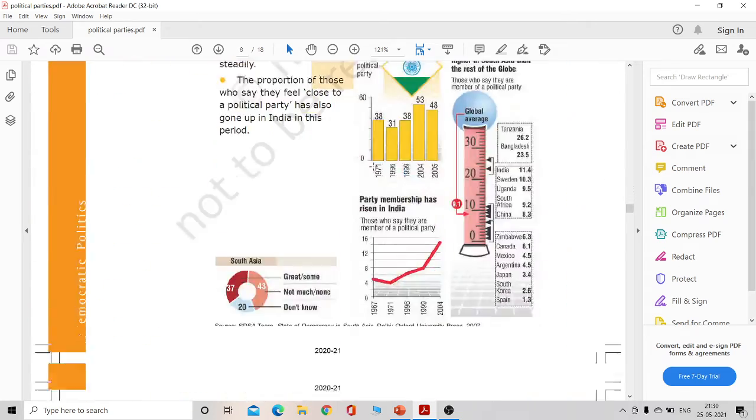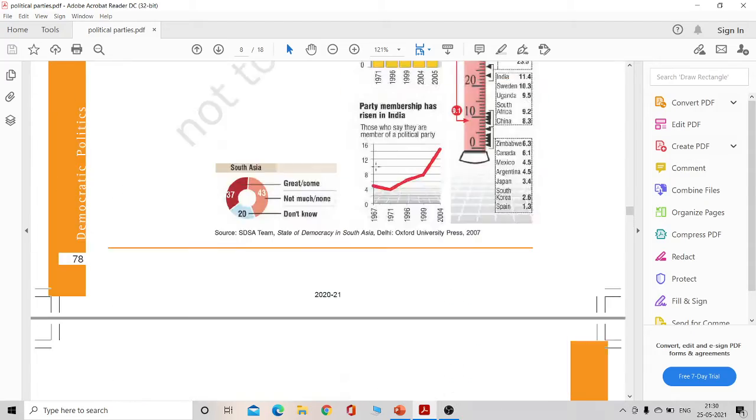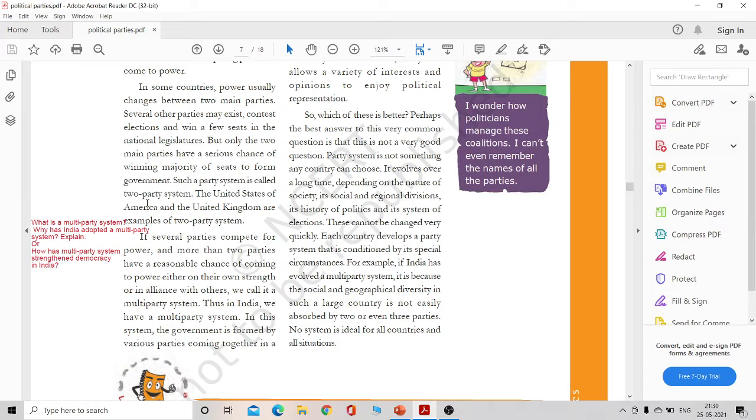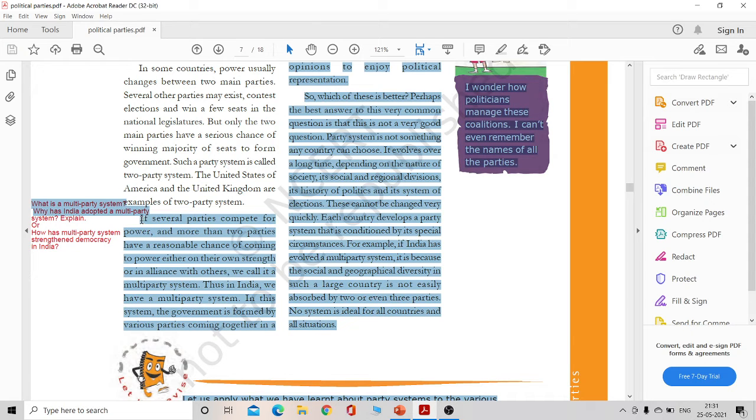Now, there's another question. Yes, by the way, let me just go back. What is a multi-party system? Why has India adopted a multi-party system? Explain. So it's a three-marker question. Or, how has the multi-party system strengthened democracy in India? So in this case, you just have to mention this part, right?